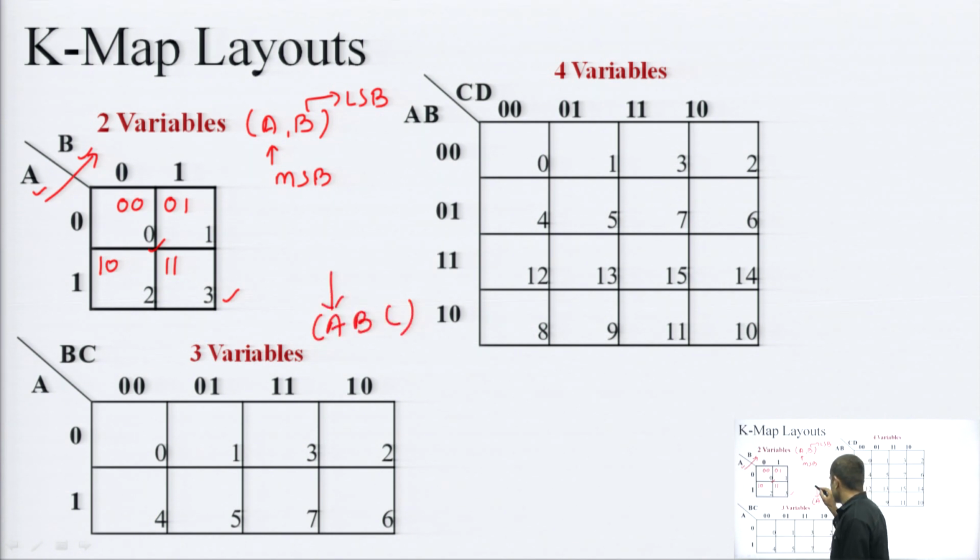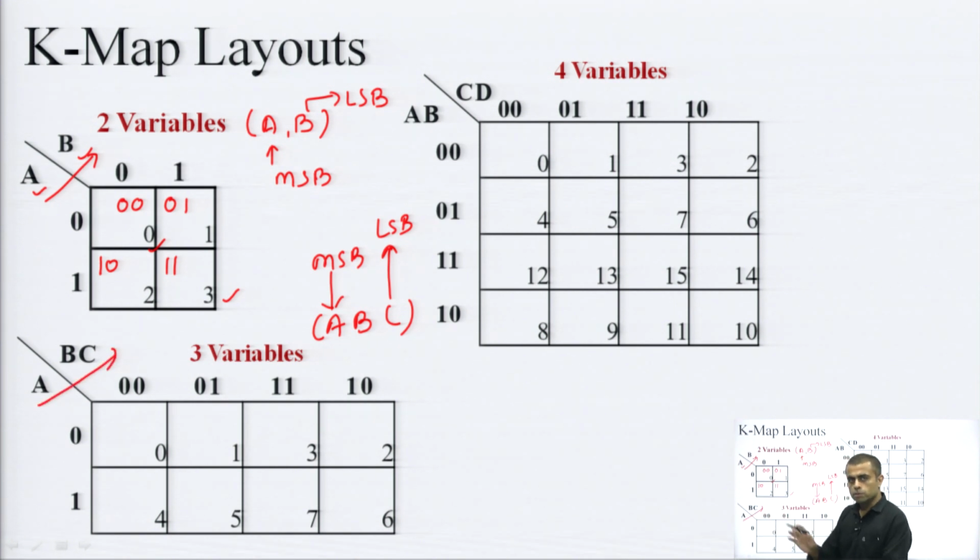Again, this A is MSB and this C is LSB. The flow will be from MSB to LSB: A, B, C. So A can have 2 values, 0 and 1, and B and C can have 4 values: 0 0, 0 1, 1 1 and 1 0.